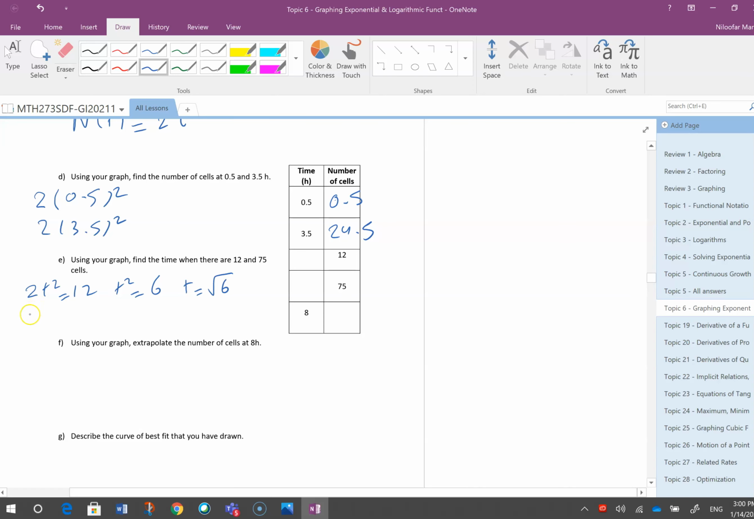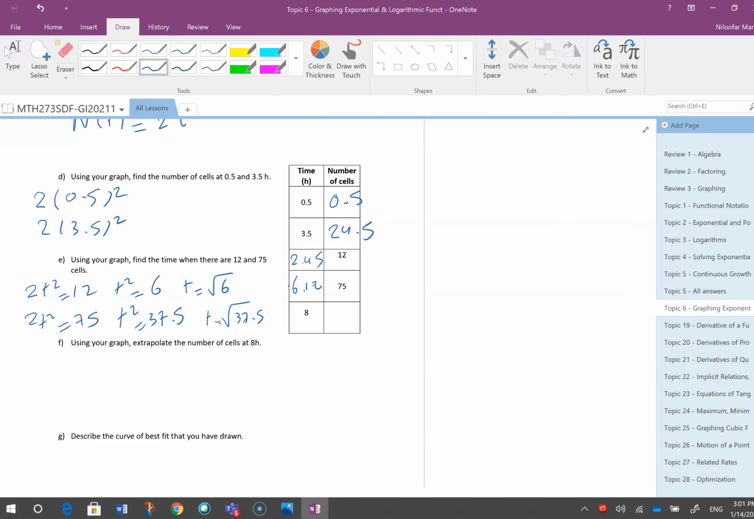So for the other one, 2t squared is 75. t squared is 37.5, and t is radical 37.5. So this is 2.45 and this is radical 37.5. Where is my calculator? I can find the answer, which is 6.12. Here I have the equation, so I can find the answer.